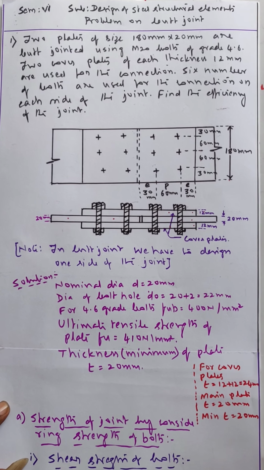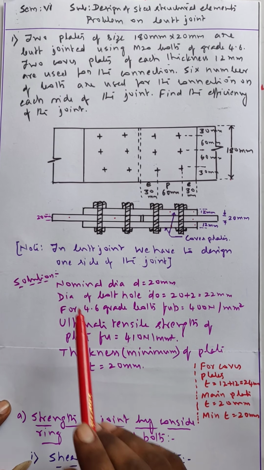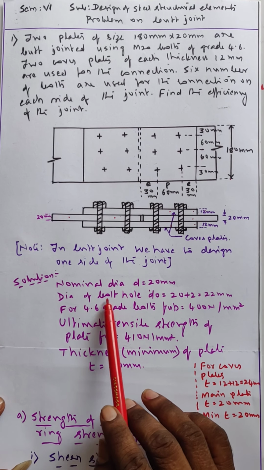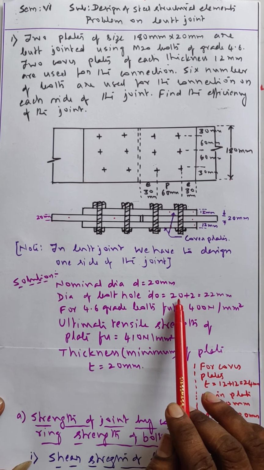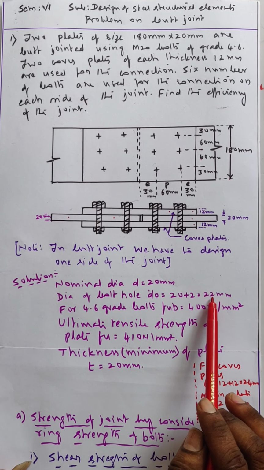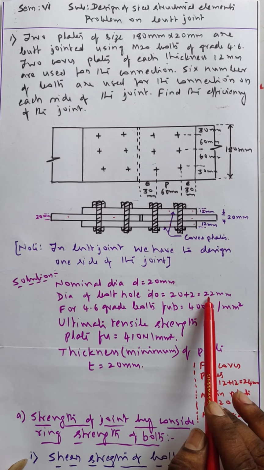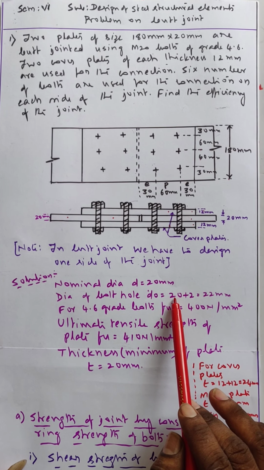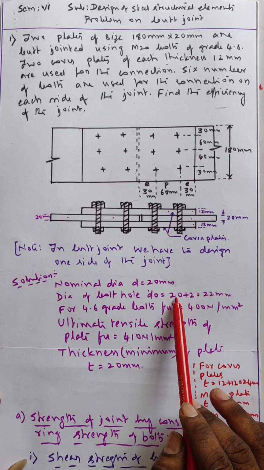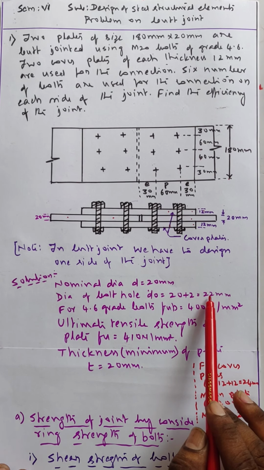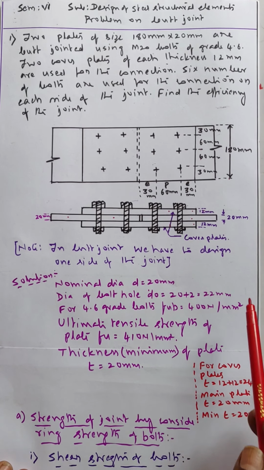Now we will see what is the data given in the problem. The nominal diameter of the bolt M20 bolt 20 mm it is given. Dia of the bolt hole is therefore 20. We have to add 2 mm extra for diameter of the bolt hole. It is 22 mm. See, up to 14 mm we have to add 1 mm extra. From 14 to 16 to 24 we have to add 2 mm, and above 24 we have to add 3 mm for getting the diameter of the bolt hole.